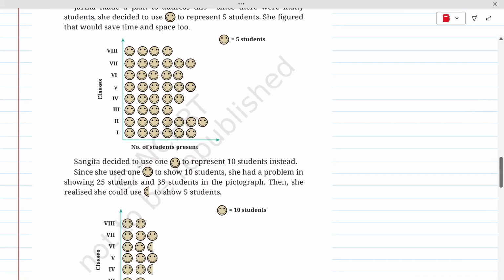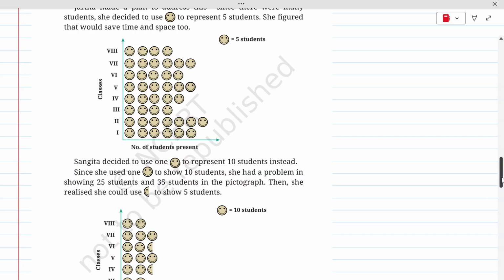Now Sangeeta decided to use one smiley to represent 10 students instead. So there were two friends, Zarina and Sangeeta. Zarina thought that okay, let me take one smiley as 5 students. But Sangeeta thought that okay, let me take one smiley to represent 10 students. Now, since she used one smiley to show 10 students, she had a problem showing 25 and 35 students. Okay. And then she realized that she could use half smiley.